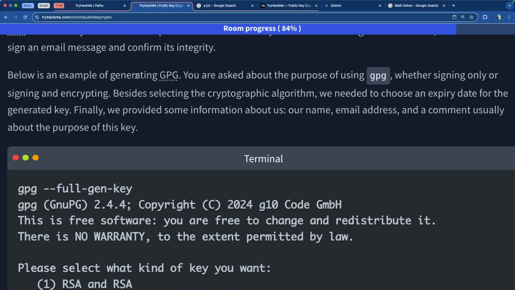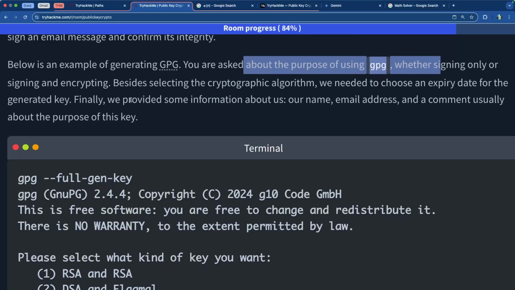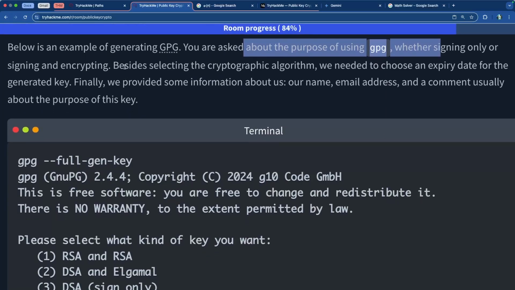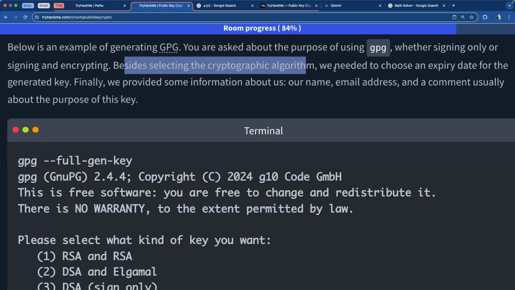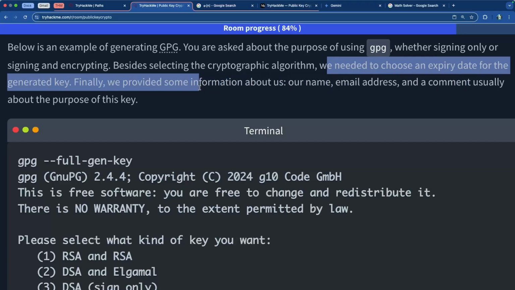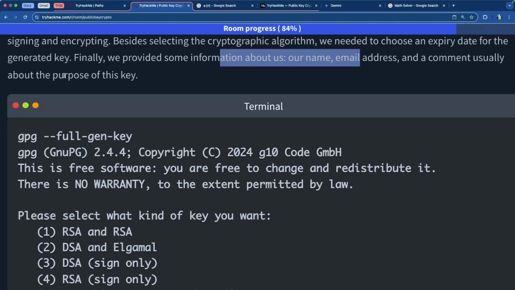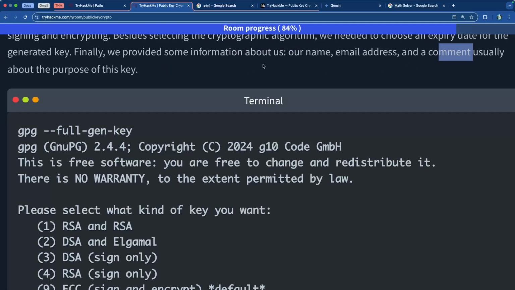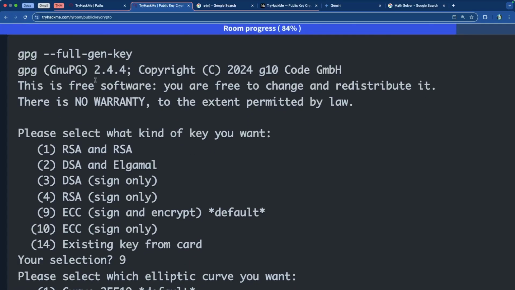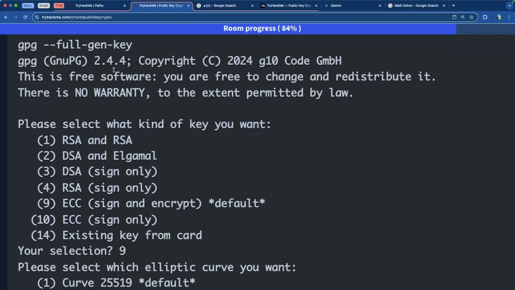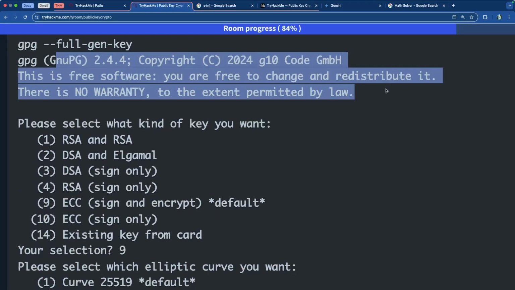Below is an example of generating this. You are asked about the purpose of using GPG, whether signing or only signing and encrypting. And besides selecting the cryptographic algorithm, we need to choose the expiration date for the generated key. Finally, we provide some information about us, our name, email, and so on, and a comment, usually about the purpose of the key. So gpg --full-gen-key, and then this just goes through the process here.